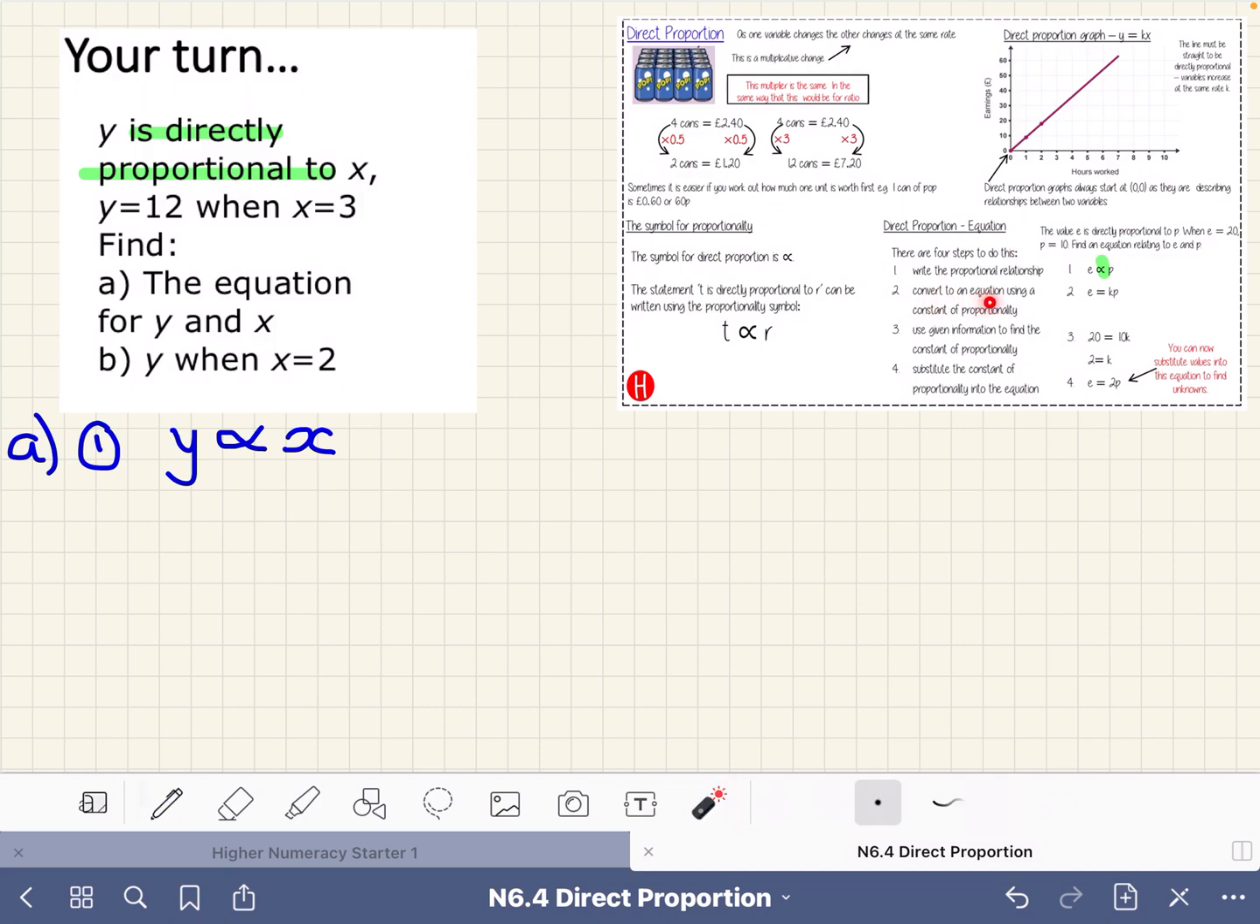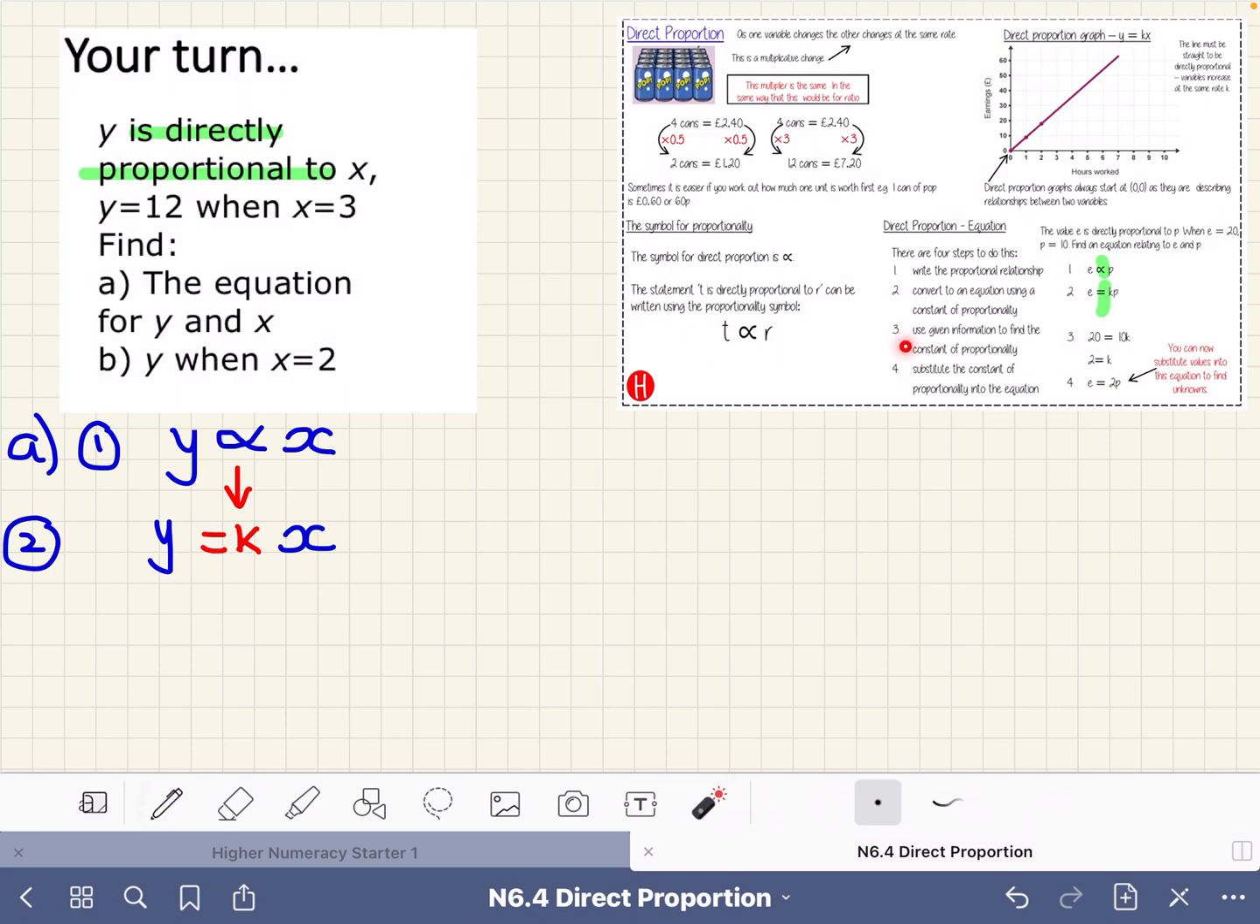Step 2 is to convert the equation using the constant of proportionality. So we want to know what the constant is. This equals k. This matches up to our equation below, where y/x equals k is used instead. So this changes to y/x equals k, and y and x remain where they are. Step 2 is complete.